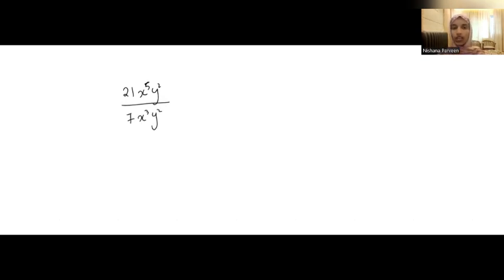Okay, so here we can just divide. First, we can divide the numbers. 21 divided by 7, we know that 7 3s are 21, right? So we'll get 3. Then x raised to 5 divided by x raised to 3. We know that a raised to m divided by a raised to n is equal to a raised to m minus n. So I can write it as x raised to 5 minus 3. Similarly, y raised to 2 minus 2. So I'll get 3x square y raised to 0.